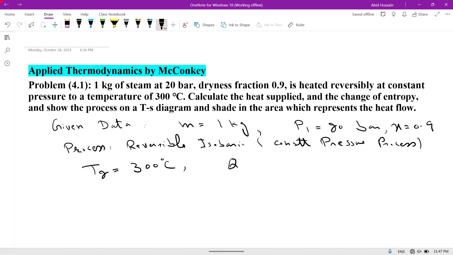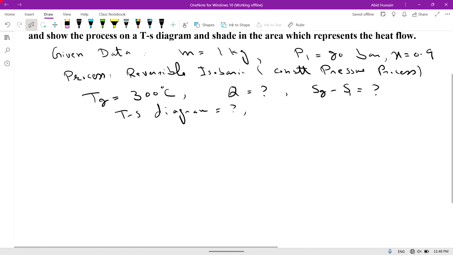Calculate the heat supplied and the change of entropy. Change of entropy means S2 minus S1. And show the process on a TS diagram. It means draw the TS diagram, and shade in the area which represents the heat flow. So these are the required things: to find Q, the change in entropy, and draw the TS diagram and shade the area.